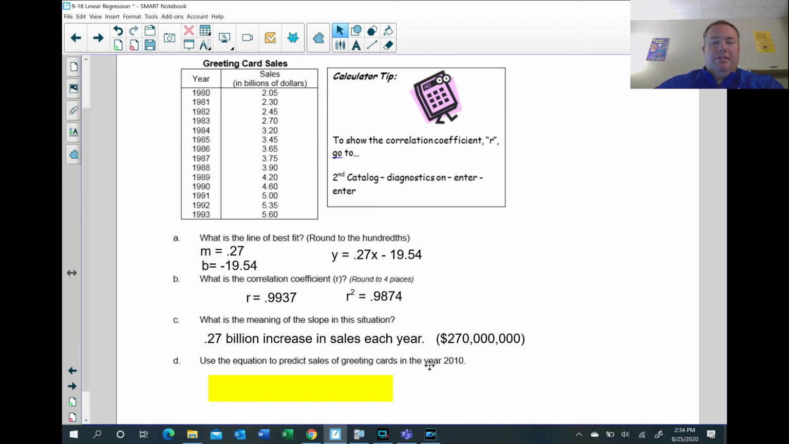So if we want to predict a sale in 2010, all we're going to do is take that 2010. But we don't put in the number 2010 because we want x to be years since 1980. So 2010 minus 1980 is actually going to be 30. Okay, so we're going to use 30 for this one. So 0.27 times 30 minus 19.54 will give us 10.2 billion. That's a lot of money for greeting cards. Okay, we're going to move on.